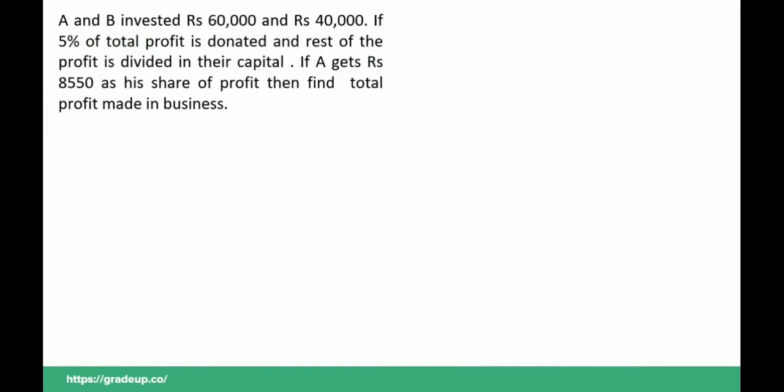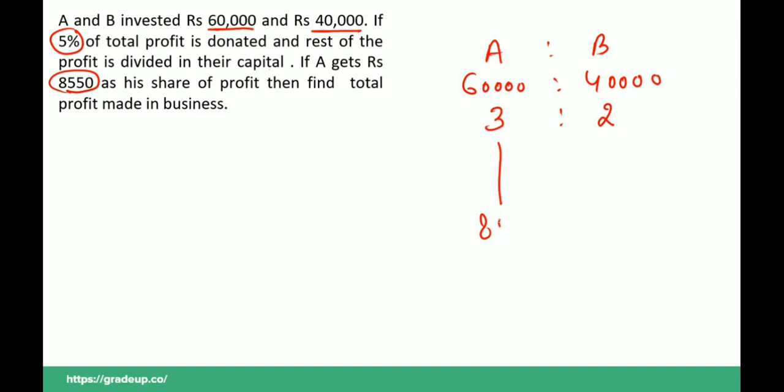In this question, we have been given that A and B invested 60,000 rupees and 40,000 rupees. If 5% of the total profit is donated, the rest of the profit is divided in their capital ratio. If A gets 8550 as his share of profit, then find the total profit made in the business. So this is 3:2. A's share is 8550.